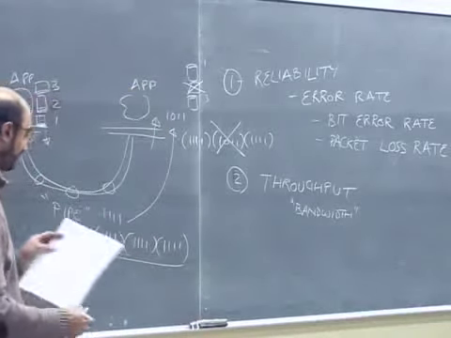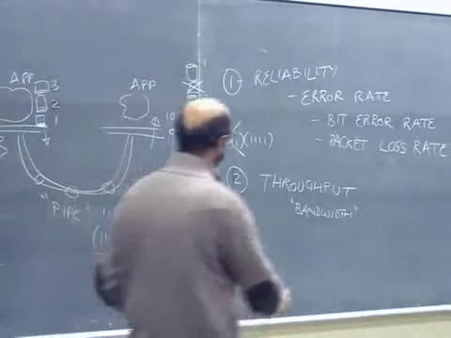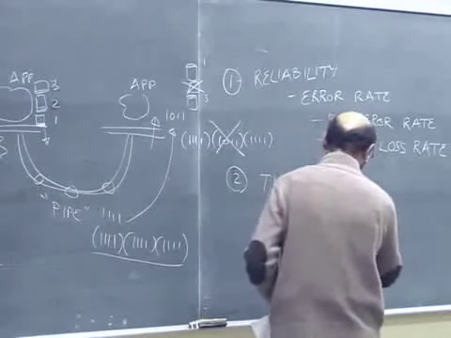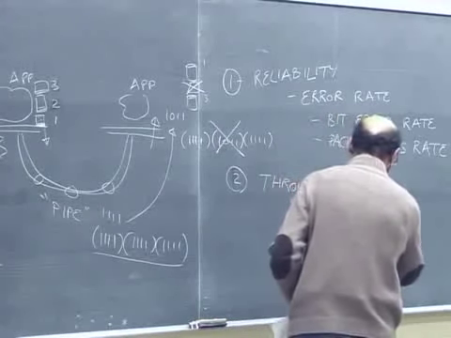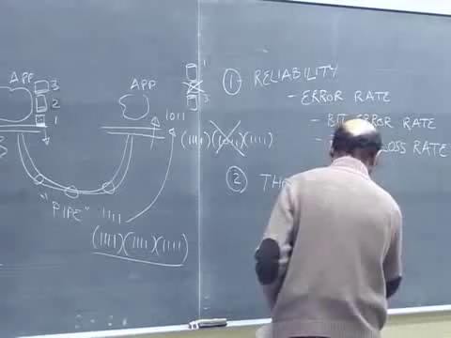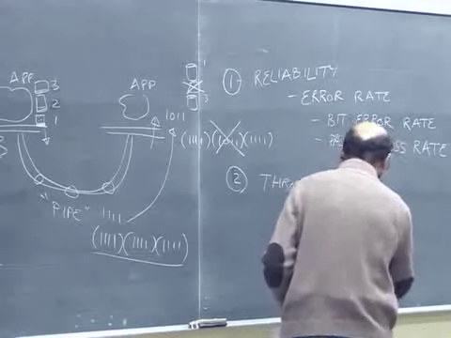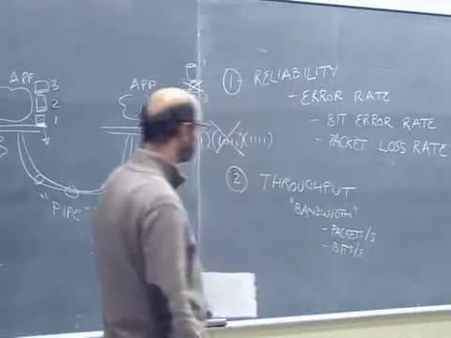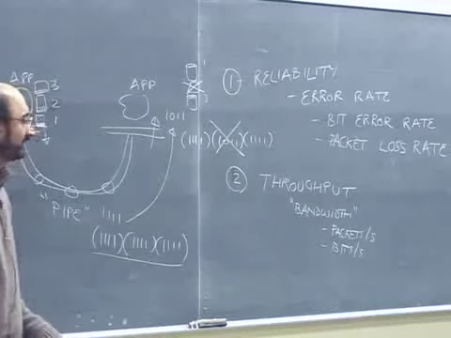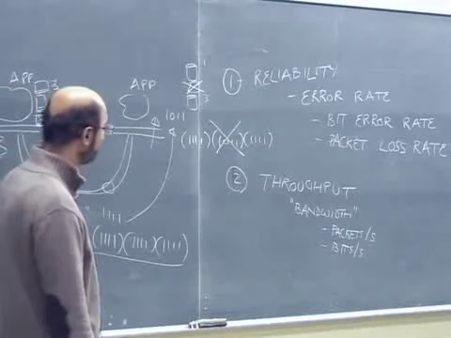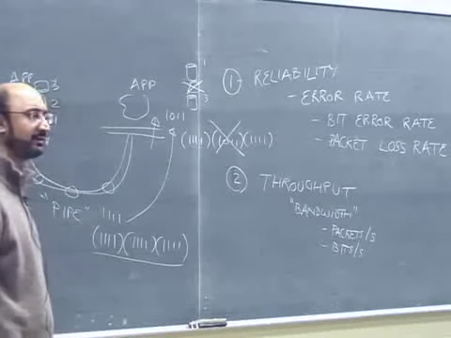So we have this notion of throughput. And we can measure that. So we measure that as packets per second or bits per second. And bits per second is more accurate because packets are of variable size. So it really doesn't make too much sense to say packets per second, but bits per second, well, that's more reasonable.